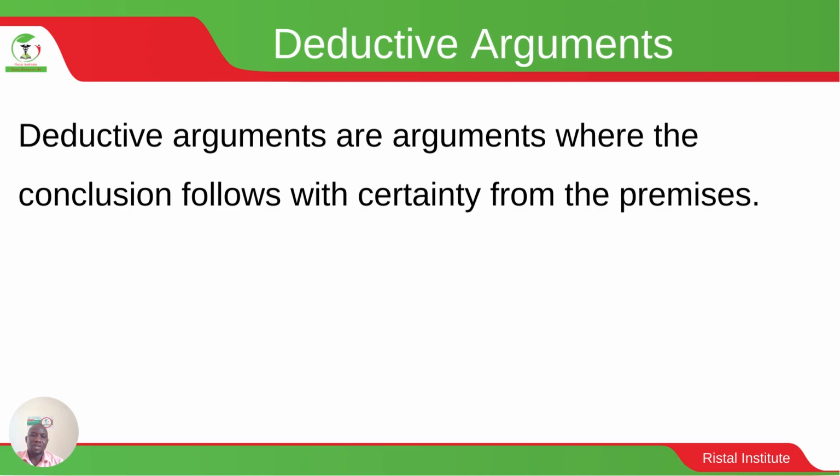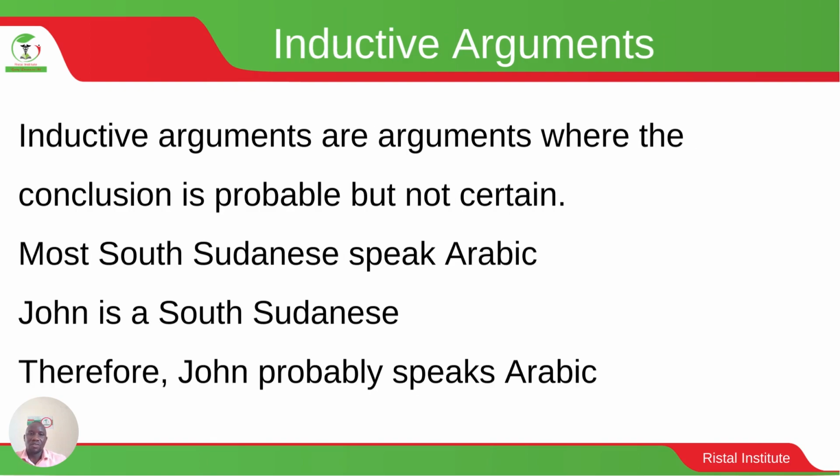Deductive arguments are the ones which follow logically from the premises. So if the premises are correct, then the conclusion must be correct. If the premise is not correct, it is not possible that you will get a correct conclusion. Those are what we call deductive arguments.